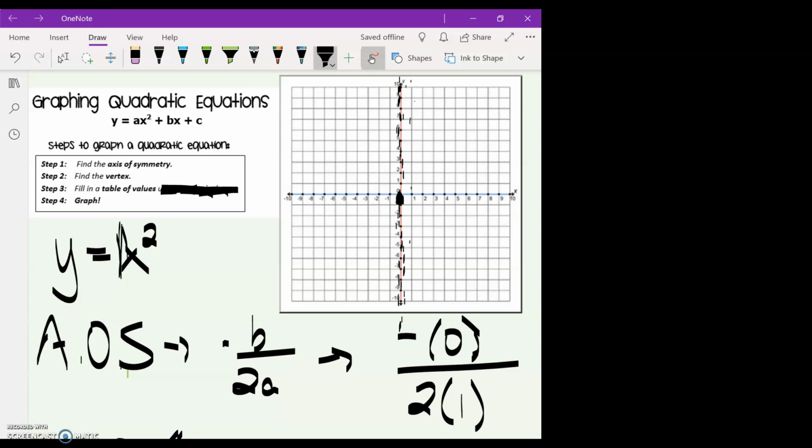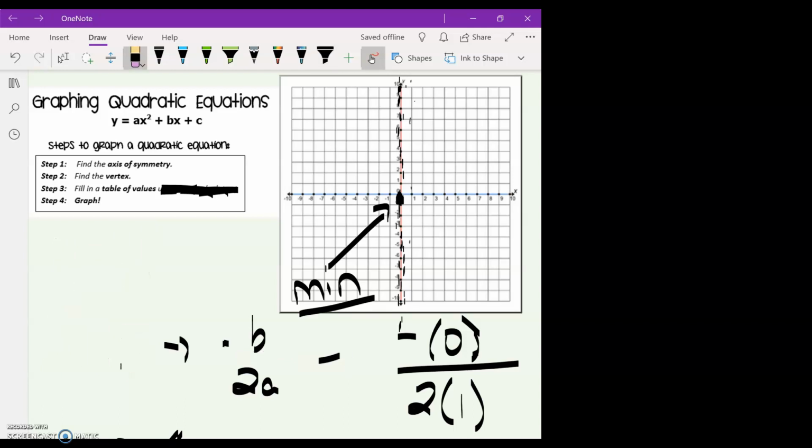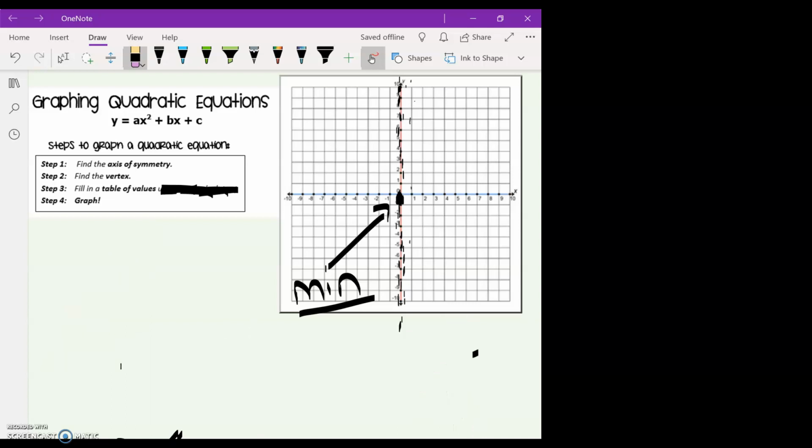Next, you should take a look at a. You should be asking, is a greater than 0, or is a less than 0? Because a is greater than 0, we know that our vertex is a minimum. So I'm just going to do a little erasing, and then we're going to take a look at a table of values, plug in a couple of points, and begin.